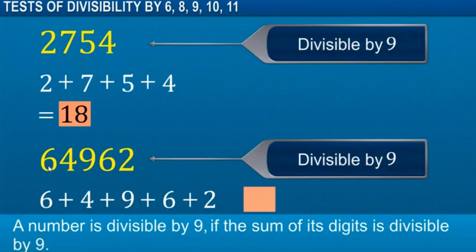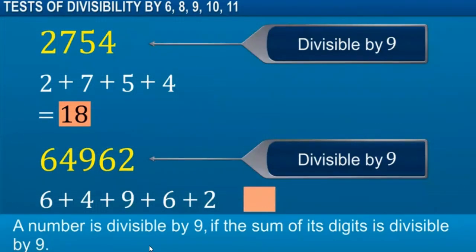Now same way the next is 64962. You have to just find out. That is 6 plus 4, it is 10. 10 plus 9 is 19, then 19 plus 2 is 21, and plus 6. Okay, so when we add these digits we will get a number that is in the table of 9. So it is divisible by 9.